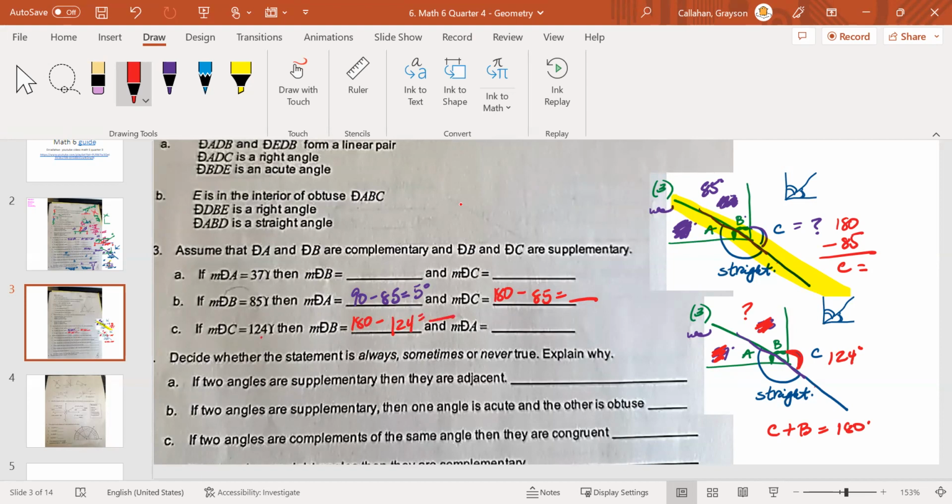Angle A is right here, but we need to figure out what angle B is before we get angle A, because they add to 90, right? So what is B? What is 180 minus 124?